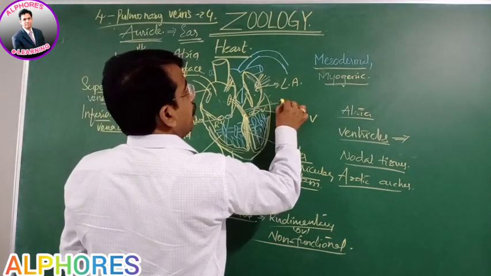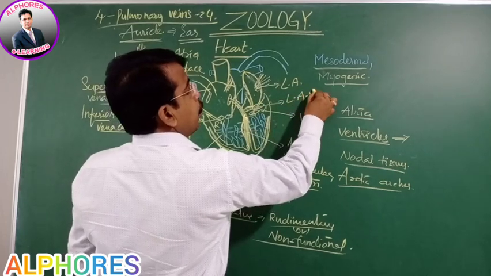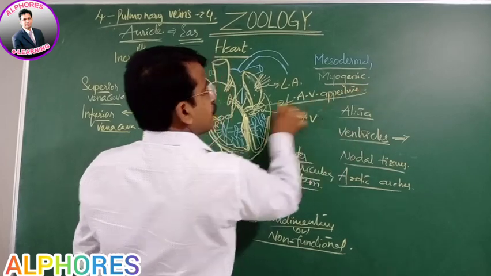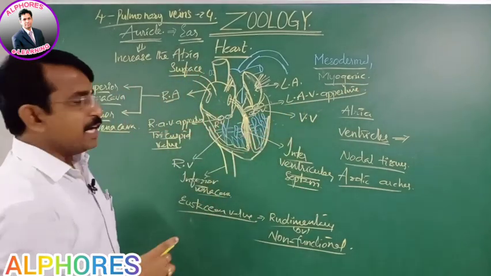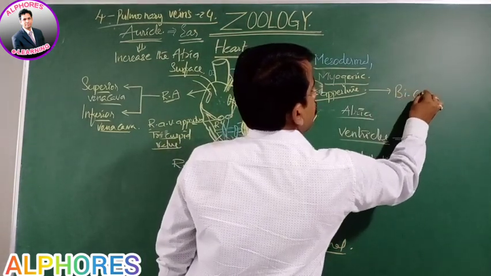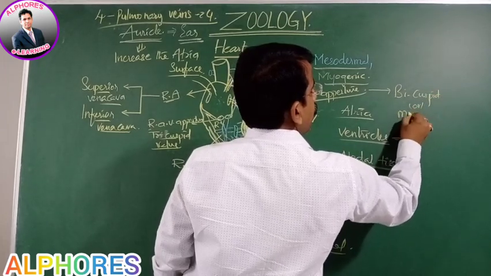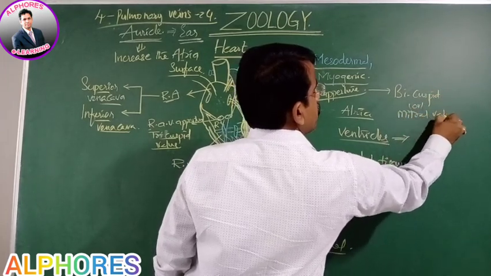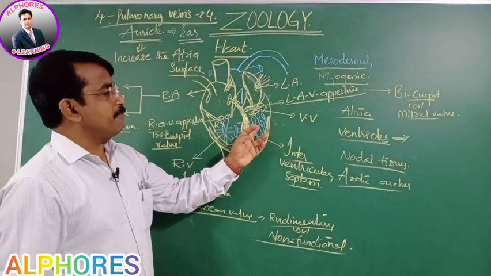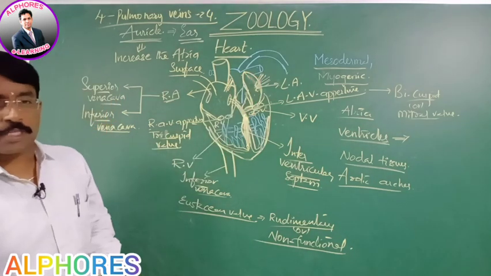We can see the left atrioventricular aperture here. Aperture literally means opening, and this is surrounded by the bicuspid or else the mitral valve, which prevents the backward flow of the blood from the left ventricle into the left atrium. This is how the pumping takes place.